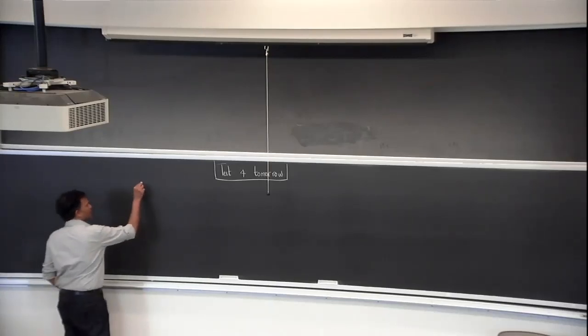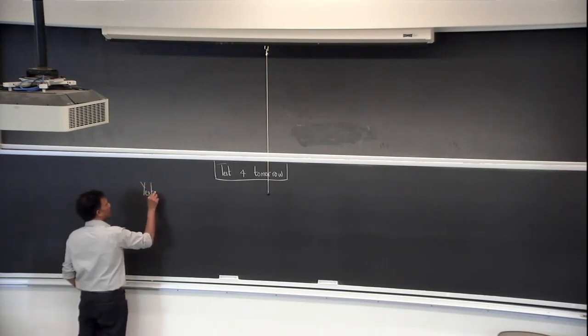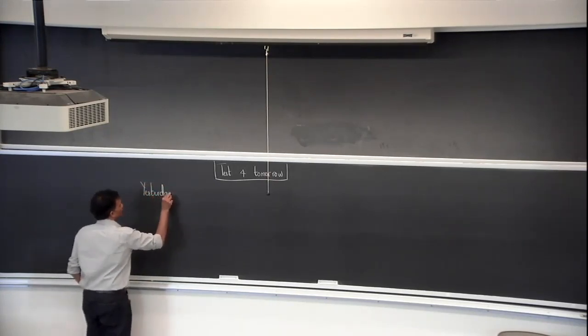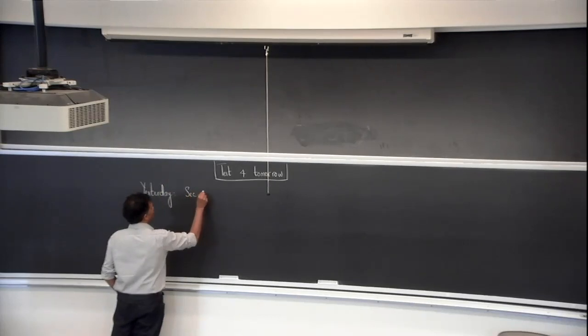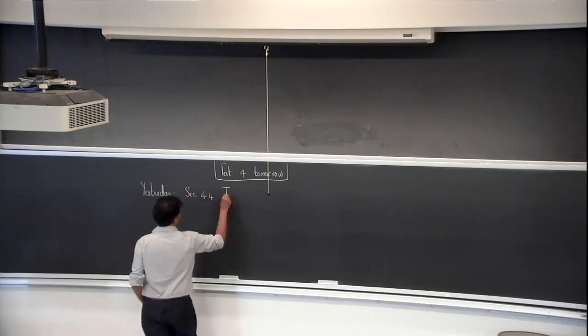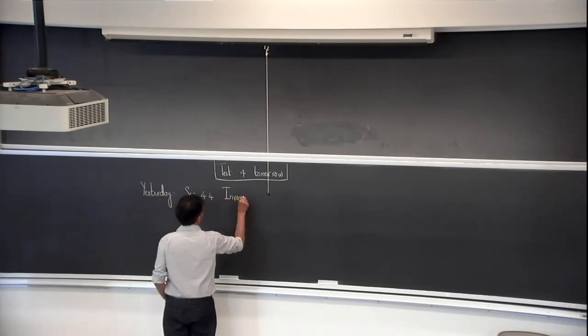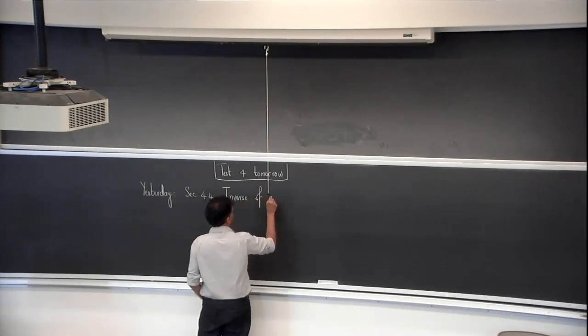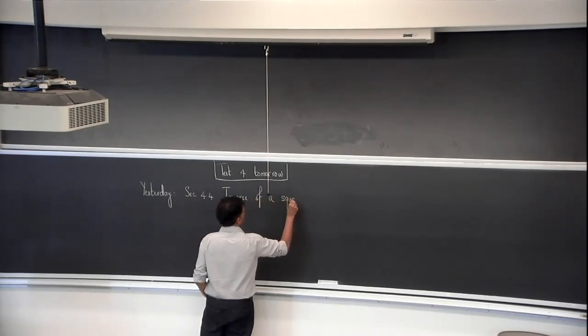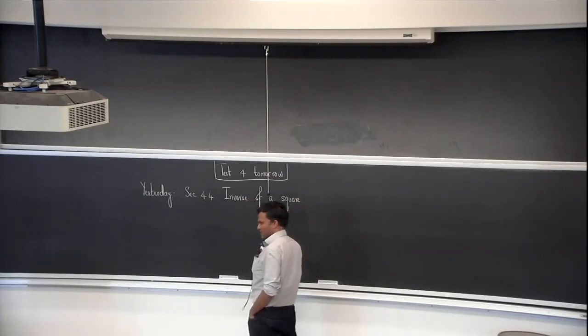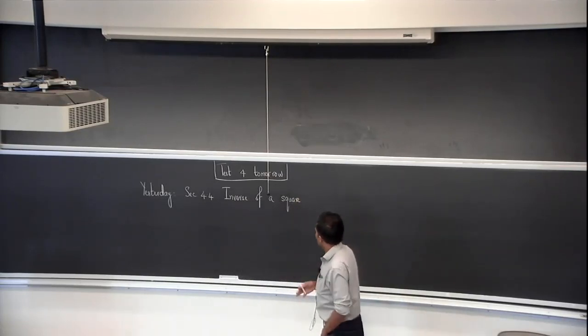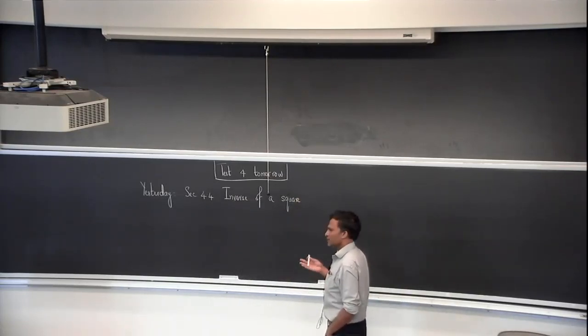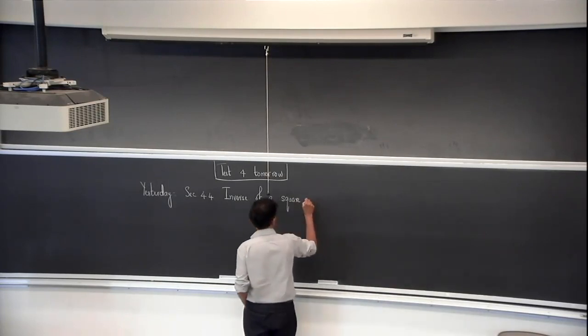So yesterday we were doing something pretty straightforward. Section 4.4, inverse of a square matrix. At this point, we are doing this assuming that the matrix is invertible. We haven't really looked at what makes it invertible at any particular stage. So, inverse of a square matrix.